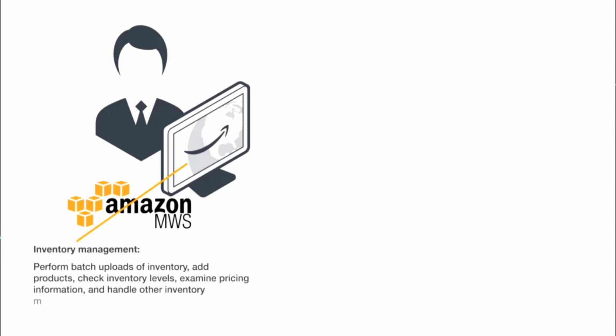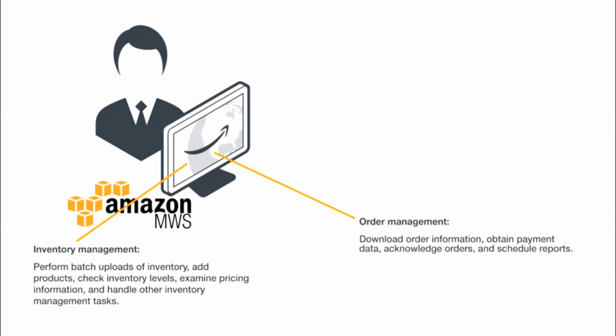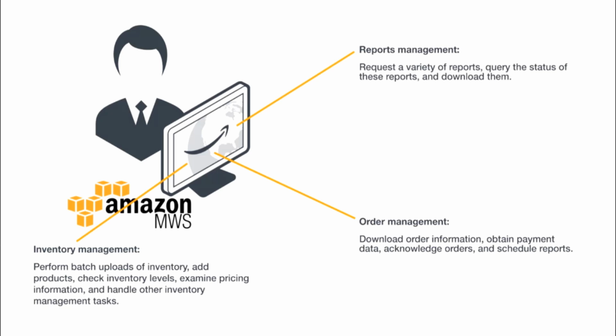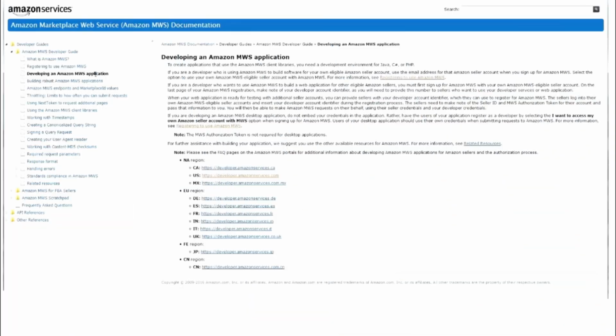Amazon MWS includes the following features. Inventory management: perform batch uploads of inventory, add products, check inventory levels, examine pricing information, and handle other inventory management tasks. Order management: download order information, obtain payment data, acknowledge orders, and schedule reports. Reports management: request a variety of reports, query the status of these reports, and download them.